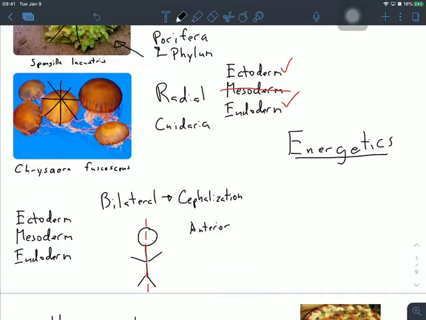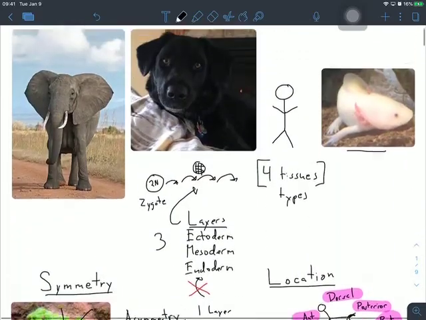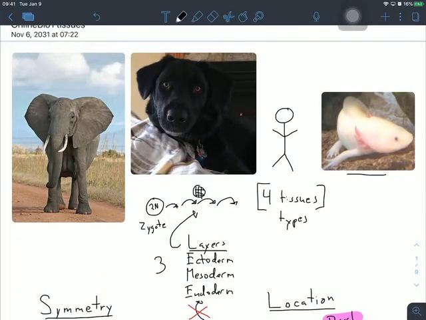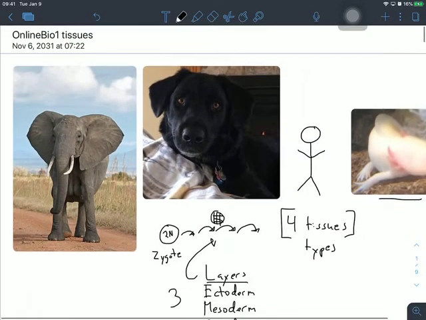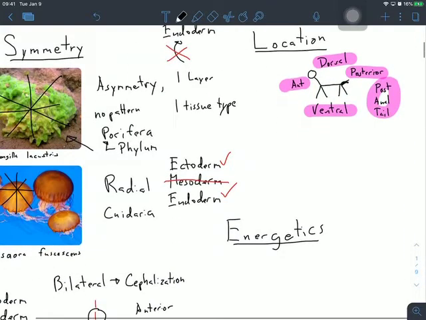Now, all animal sizes, because I will admit, as much as I'd love for my dog, and yep, that's little Odie, as much as I'd love for him to be about the size of an elephant, he is not. Oftentimes, animal size is limited by energetics, or the amount of energy needed to maintain that organism.